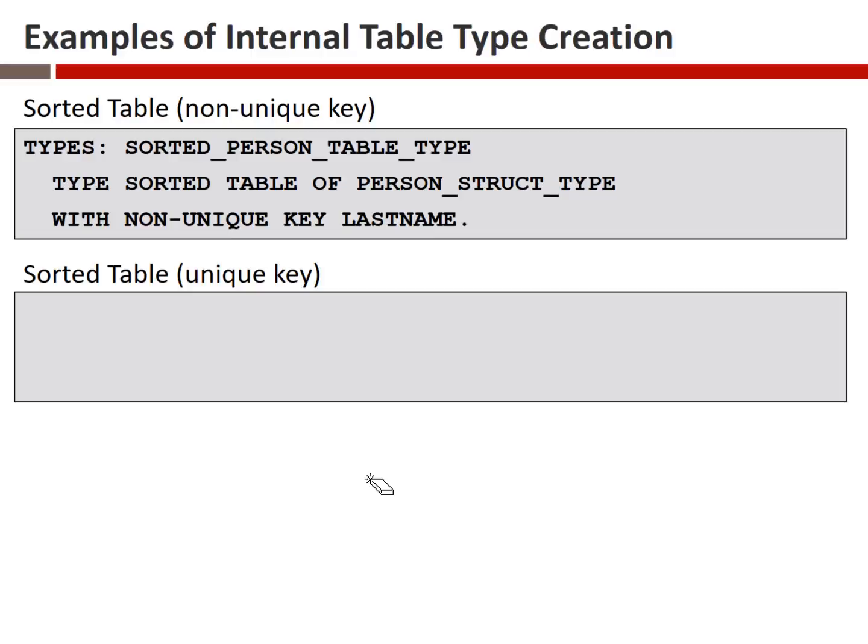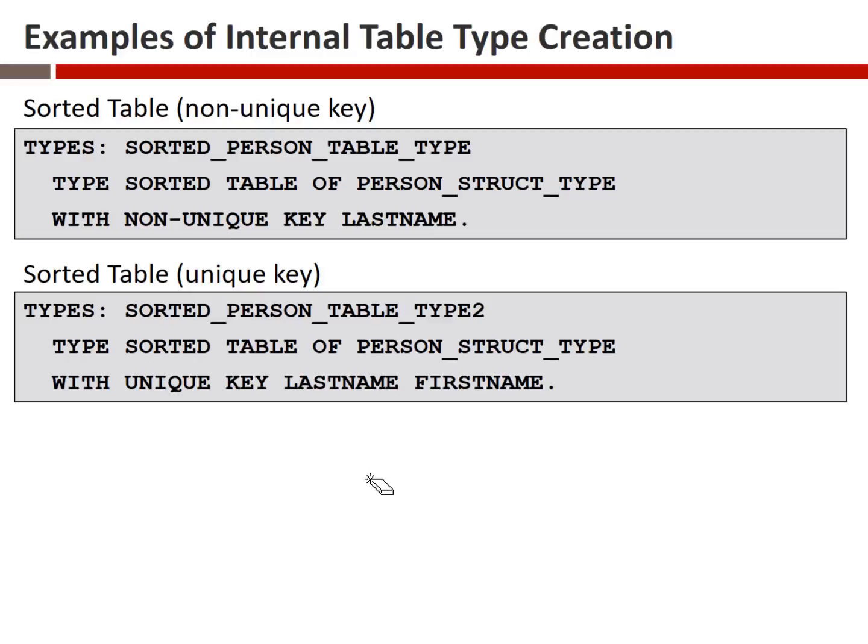And once again, if I wanted it sorted by last name, then by first name, I would just add last name space first name to designate multiple keys in that instance. If I have a unique key, the syntax here is almost identical. The only distinction is I say with unique key instead of with non-unique key.